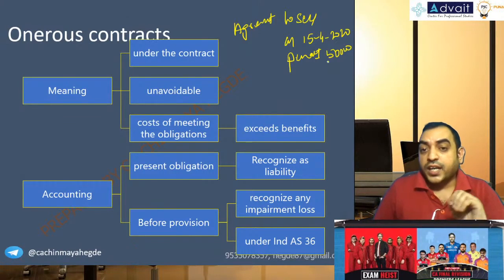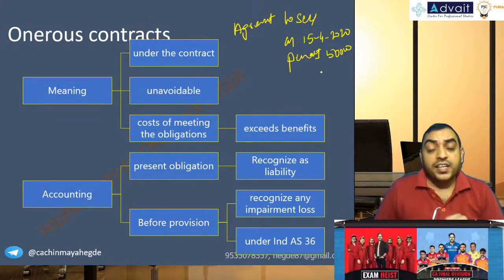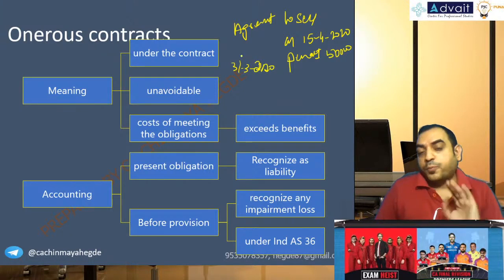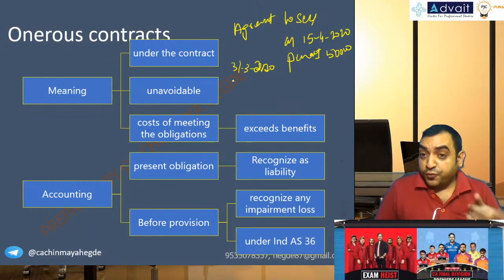Okay. So you have an agreement to sell. If you don't sell it, you have to pay a penalty of 50,000 rupees. Now, as on 31st of March 2020, you have not produced the goods. And the selling price is, let's say, 5 lakh rupees. And now, as on this date, the cost of this product has become 5 lakh 20,000 rupees.